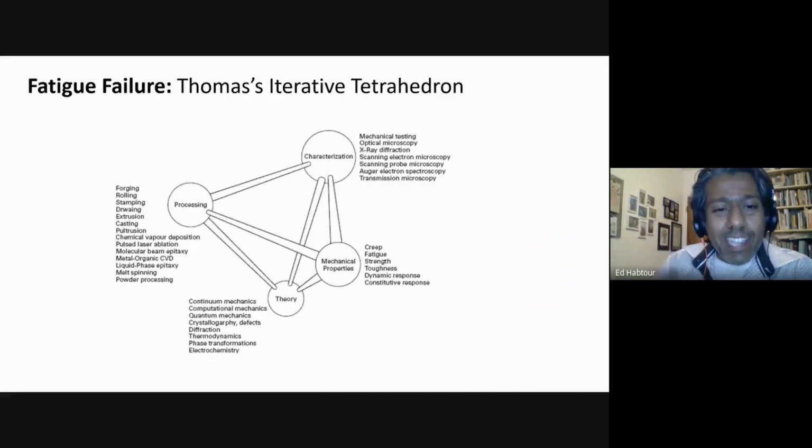Fatigue failure and designing for fatigue evolved over the years, and it became part of our engineering process. We developed the theory, the processing, the characterization, and it is now an integral part of our engineering education, especially if you are on the mechanics side of engineering.